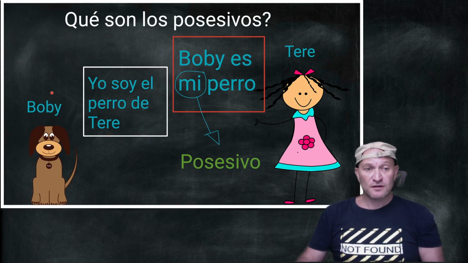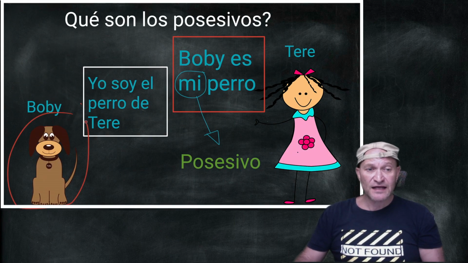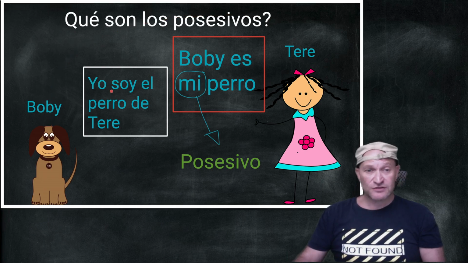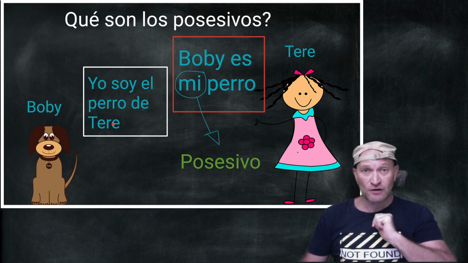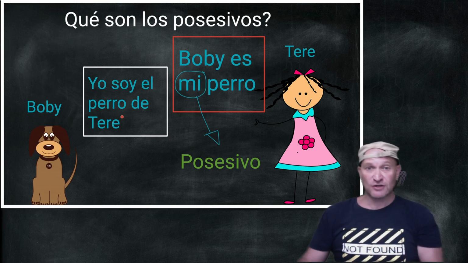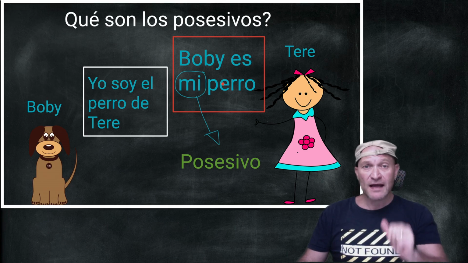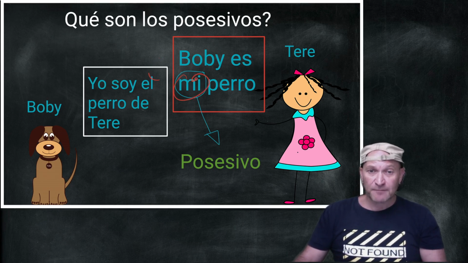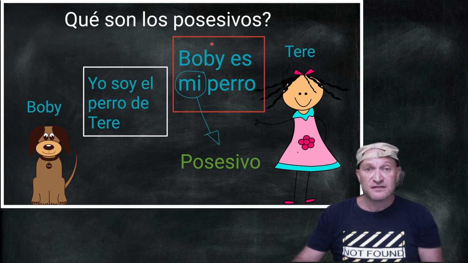Por ejemplo, example, this is Bobby and it is a dog. And she is Tere and she is a girl. Bobby is Tere's dog. So, yo soy el perro de Tere. I am Tere's dog. I am not. It's Bobby, the dog. So, Bobby es mi perro. Bobby is my dog. Tere says it is his dog. Mi perro is the possessive. Exactly the same as in English.